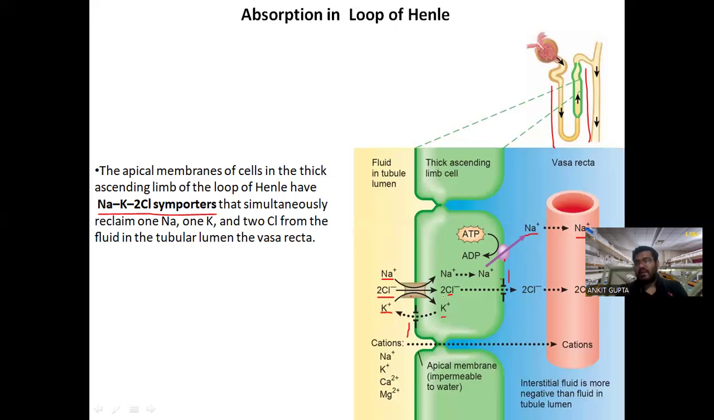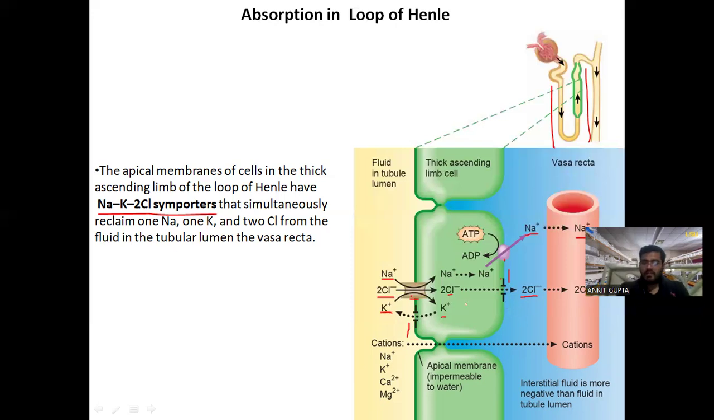The chloride ion, as it is transported inside the cell because of this symporter, leaks out of the cell, because inside the cell it is in higher concentration. And in the interstitial fluid, the concentration of chloride ion is low. So from inside the cell, it leaks out through the leaky channel into the interstitial fluid. Ultimately, it is taken up by the blood in the blood capillaries.